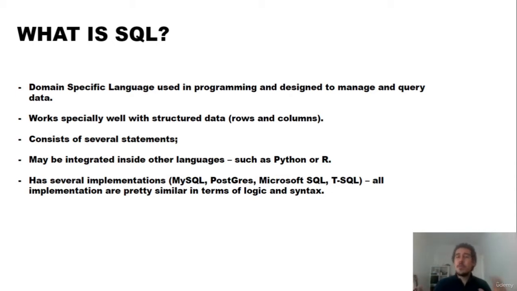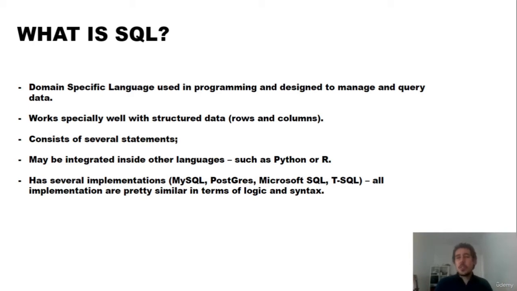There are different implementations with MySQL, PostgreSQL, Microsoft SQL, or Transact SQL, the T-SQL. All of them are really common between them. They have small differences in the syntax, but the overall implementation is basically the same. So the way that you organize code and what specific instructions do. So there's not a major shift between all these implementations.